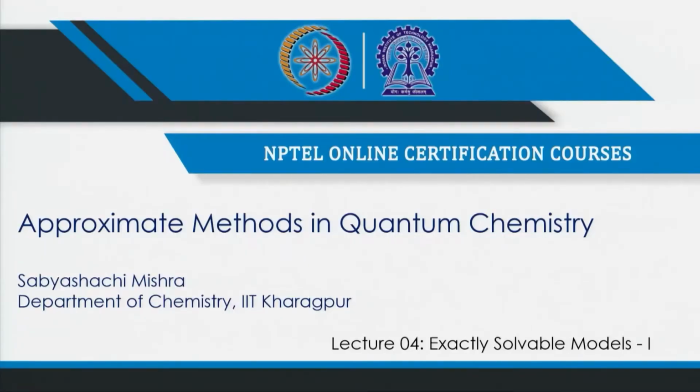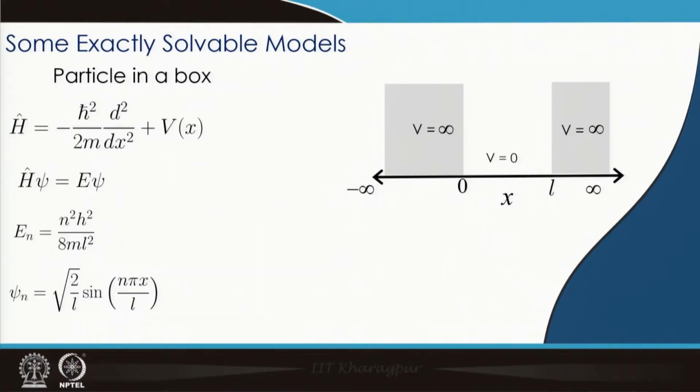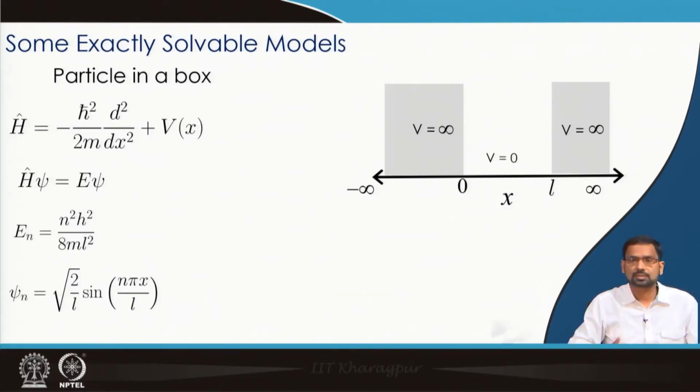In the previous lecture, we discussed the principles and postulates of quantum mechanics, and in this lecture, we would start looking at some exactly solvable models in quantum chemistry. The first problem that we are going to discuss is the so-called particle in a box problem. The particle in a box problem is quite a relevant problem in chemistry.